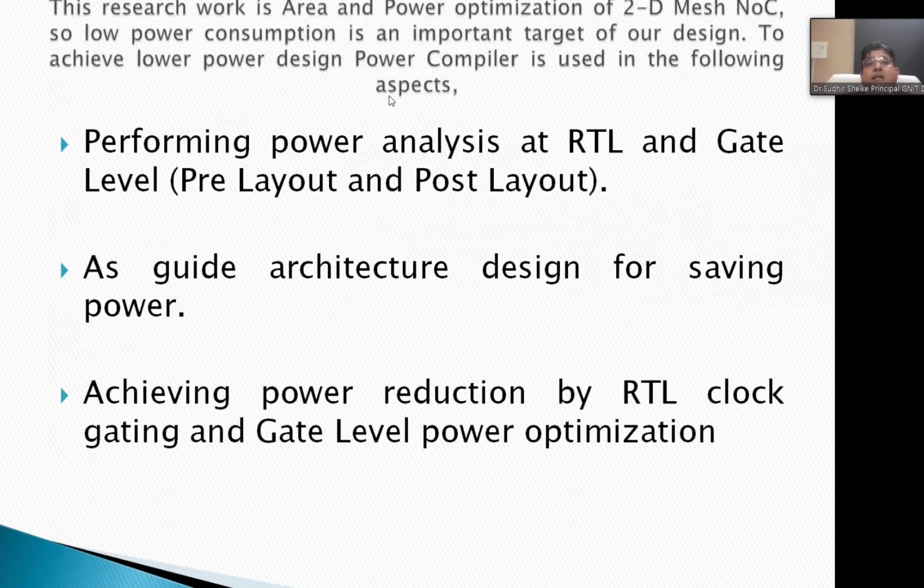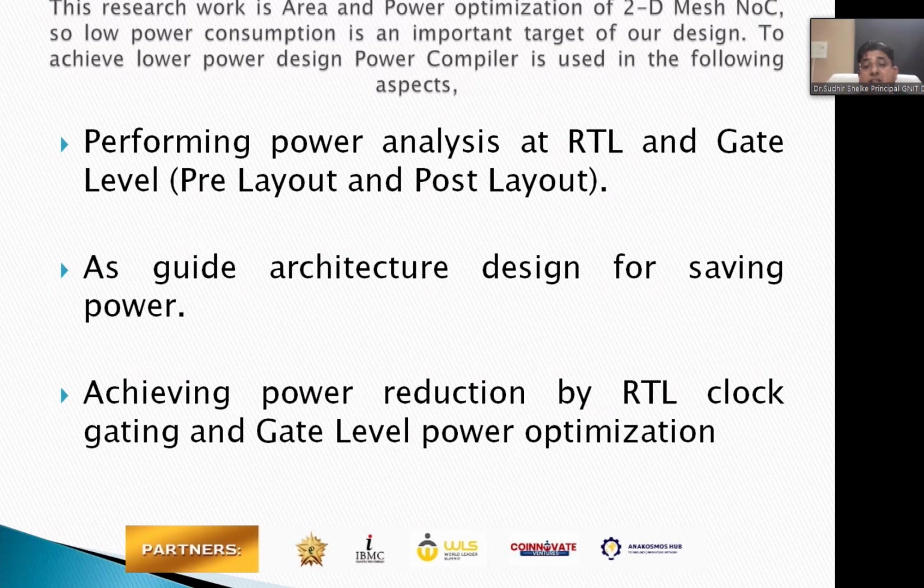So this Power Compiler is used in the following aspects: performing power analysis at RTL and gate level, that I have already done; the architecture, that was the generic architecture designed for saving power; and achieving the power reduction by RTL clock gating and gate level power optimization. Firstly, the desired power is achieved at the RTL clock gating, and further by using the Power Compiler, gate level power optimization is used, and ultimately it is giving a significant reduction of the power, that is leakage and dynamic powers.